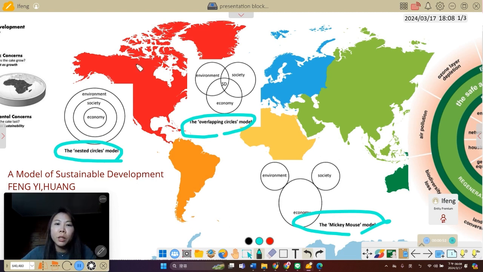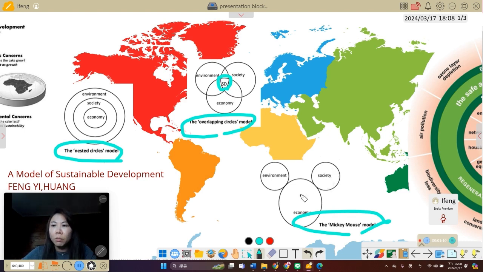And the second one, overlapping, contains three parts. It's the main pillar of sustainable development, but sustainable development is only there when the three of them overlap. So for me, it's not enough.